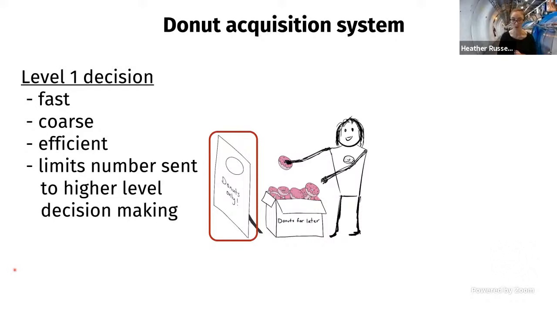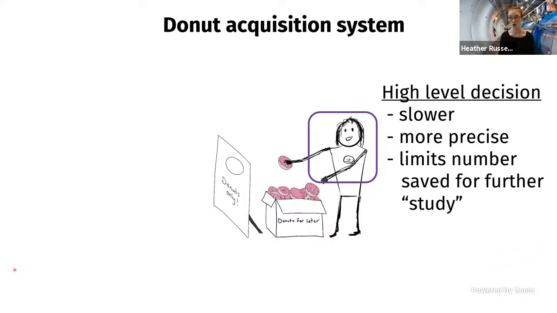So here with the high level decision, we can perform far more complicated decision making. It is slower, though far more precise. For example, here we have an advanced neural network. But the key is that it only keeps the best donuts for further study. So the saver and the storage are not overwhelmed.